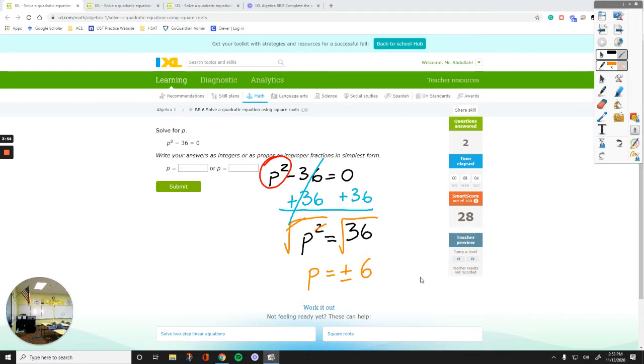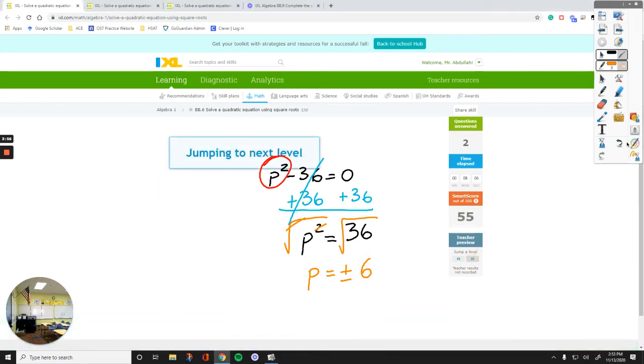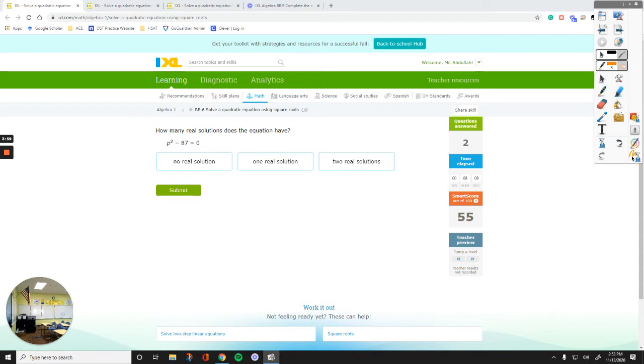So let's move on one more level, see if it gets harder. Okay, now we talk about whether there is a real solution or not. So with the quadratics, if there is a real solution, usually there are 2 real solutions. Sometimes it could be 1 real solution. If there's no real solution, I'll show you what that is.